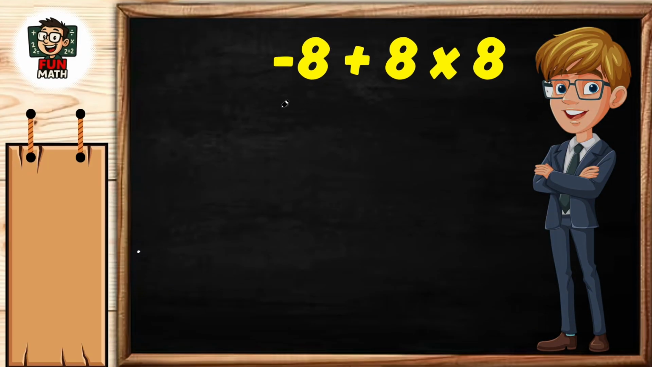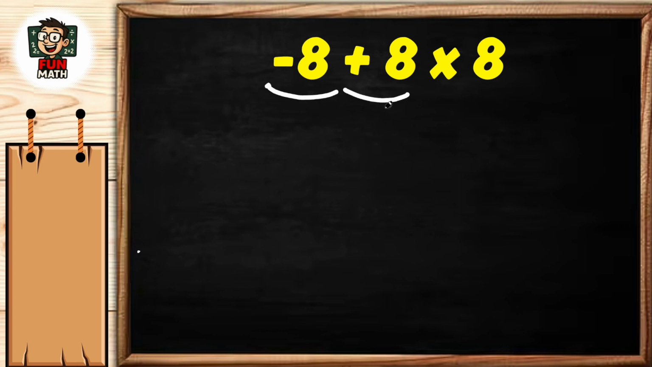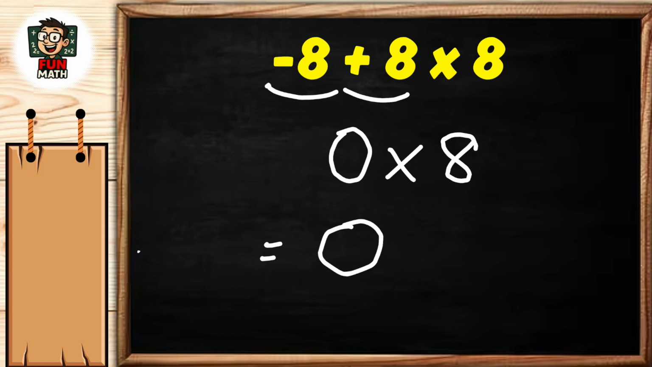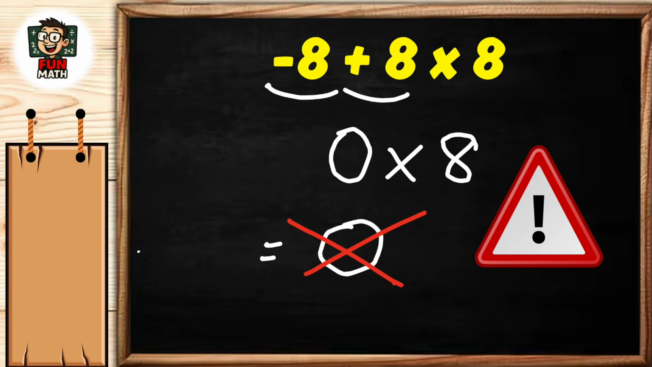Let's look at the solution. Negative 8 and positive 8 equals 0. Now, 0 times 8 equals 0. If you solve the question this way, you solved it incorrectly.